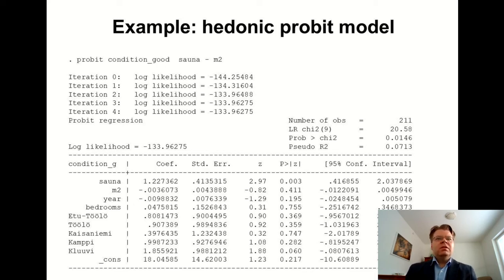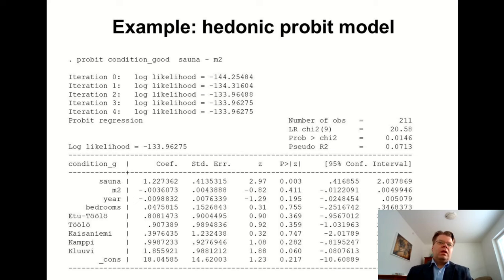Then we have these coefficients. For example, we see that in this sample, the dummy variable of sauna has a positive coefficient. So that would indicate that if there is a sauna in the apartment, it is more likely to be also in a good condition. And it's also statistically significant. We see that the p-value is quite small, 0.003.